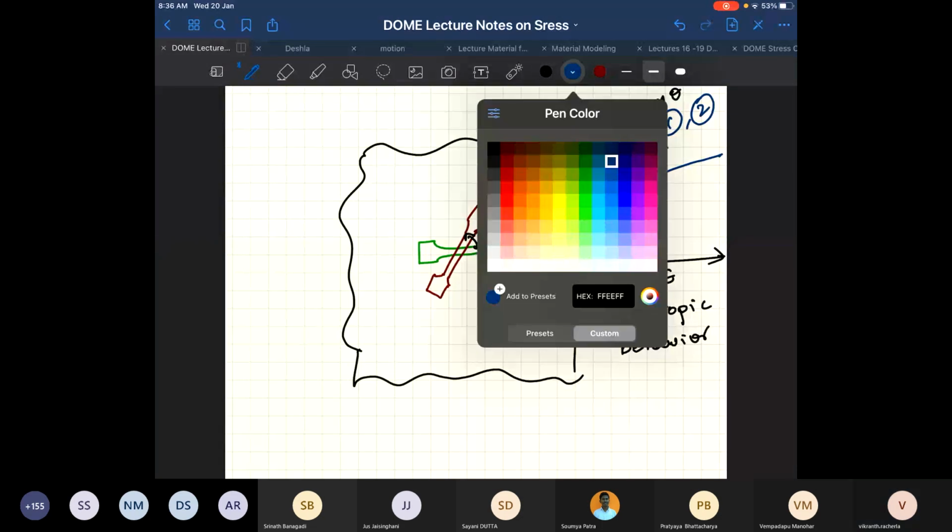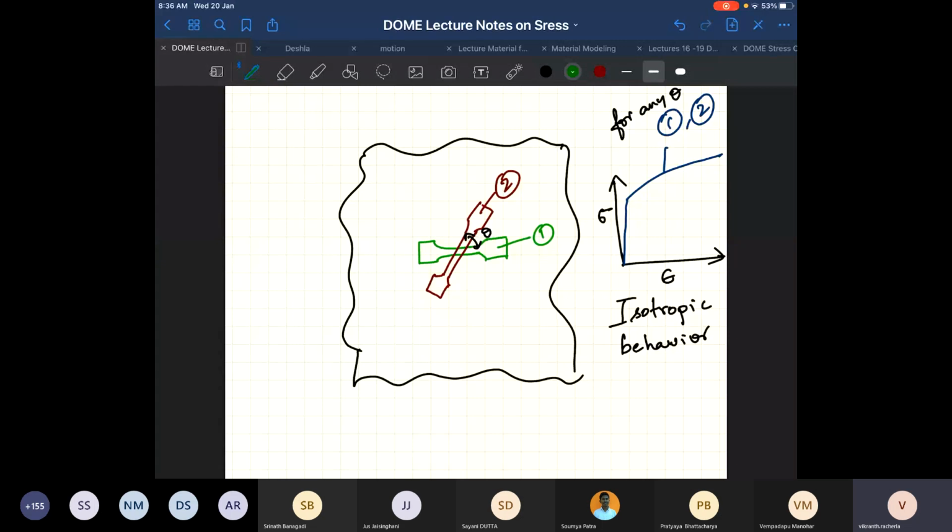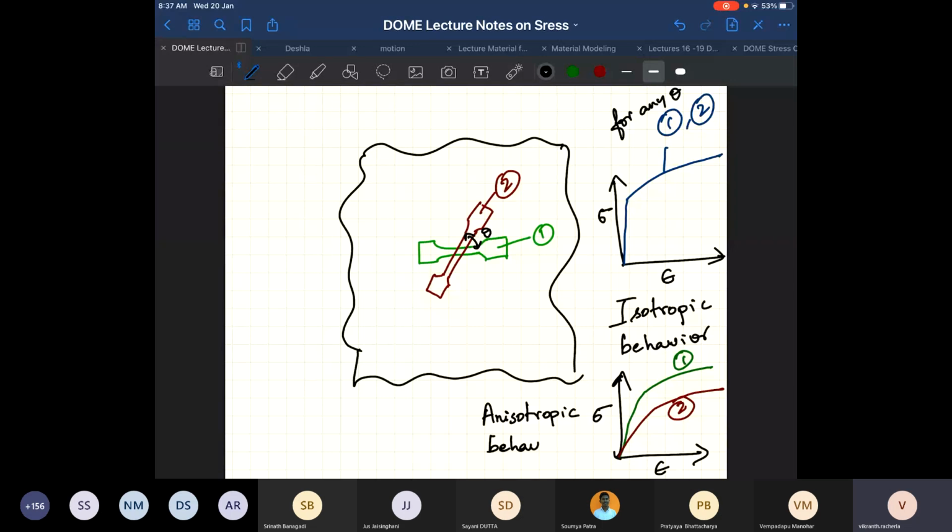So now instead of this, let us say I have a different response. So this is true strain, true stress. Okay, and then I have some response for 1, some other response for 2. Then we say the behavior is anisotropic. Okay.